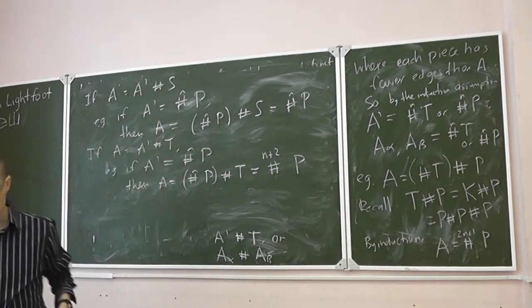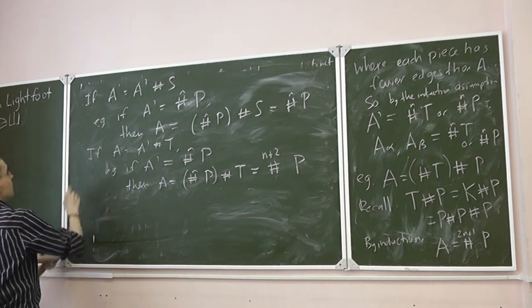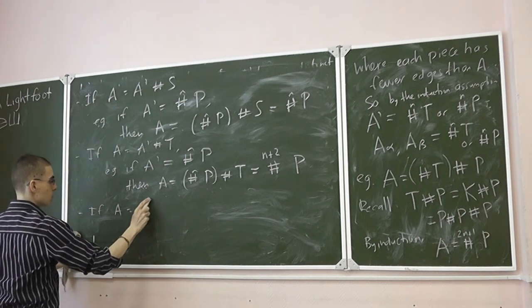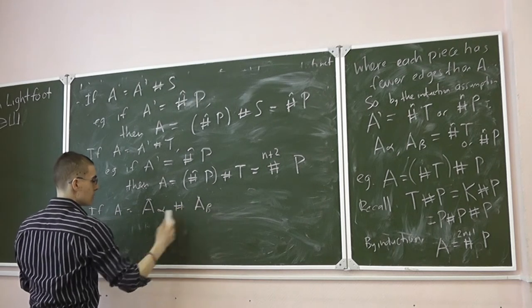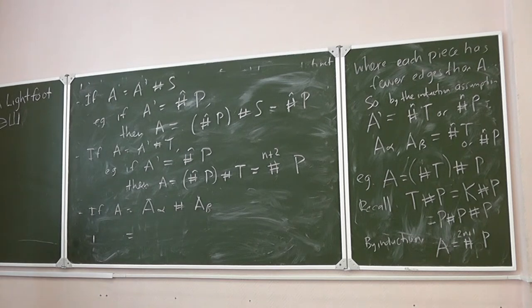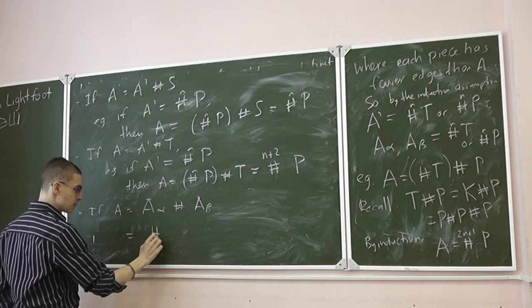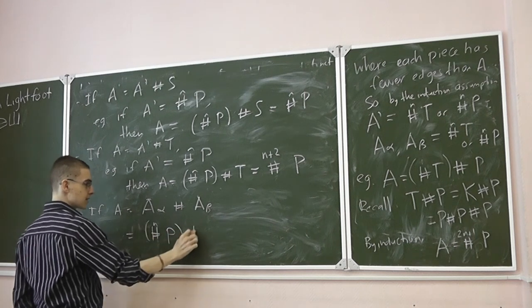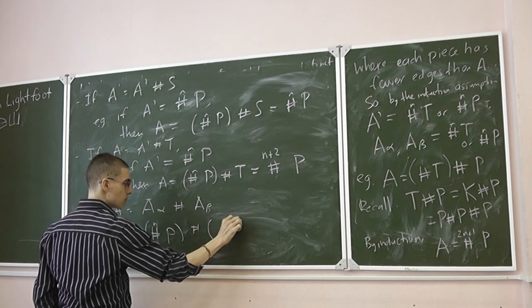And the last one. We can just repeat the process for A alpha and A beta until they all have n or fewer distinct edges, that n for which we know that everything can be presented as a connect sum of either tori or projective planes. Okay, so the first step would be, I'm going to take the hardest case, of course. The hardest case would be, this is some connect sum of projective planes, this is some connect sum of tori.